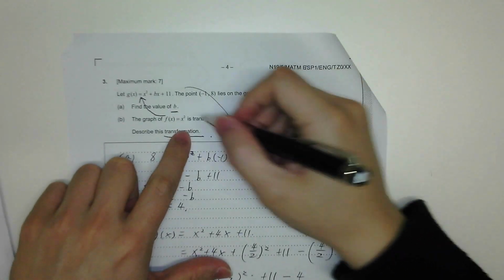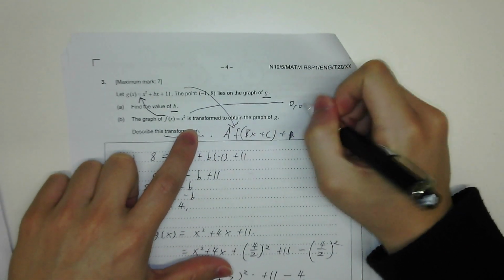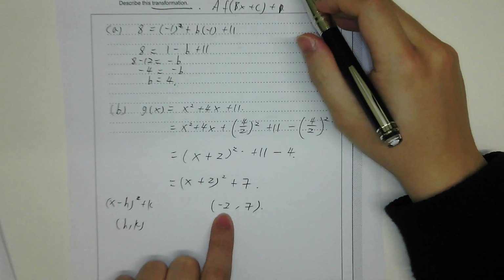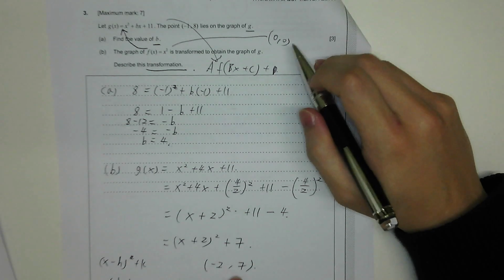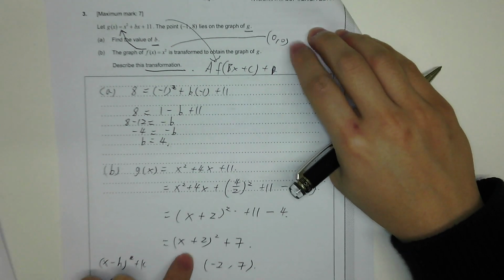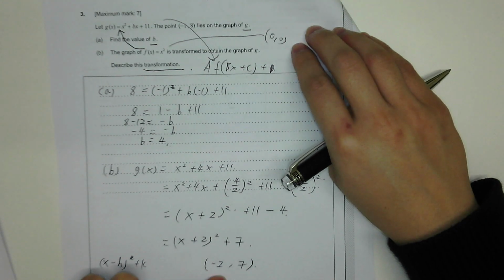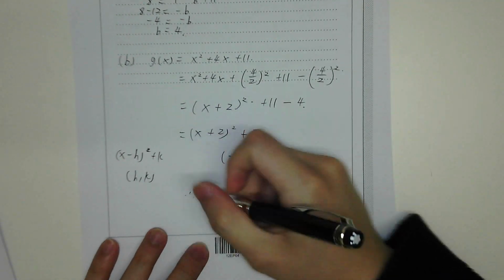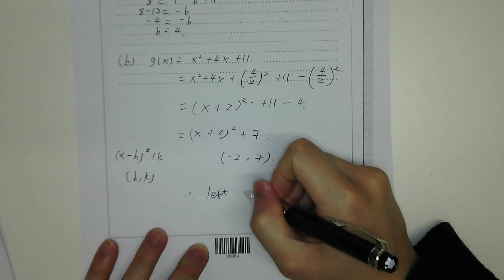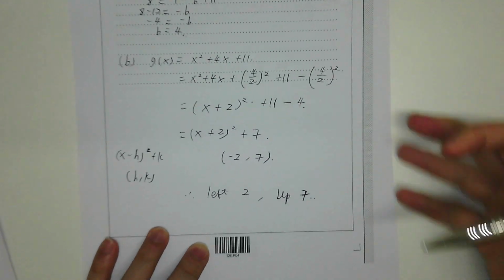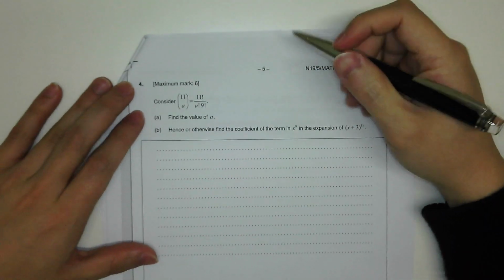So for f(x), the original first point is (0, 0), okay, the origin. But now it's translated to (-2, 7). Okay, these 2 points here. So that means the graph shifts left by 2 and shifts up by 7. Okay, so that's the transformation. Left by 2, up by 7. Okay, that's it.